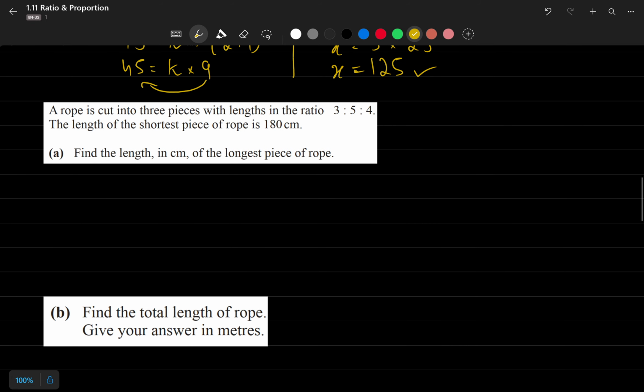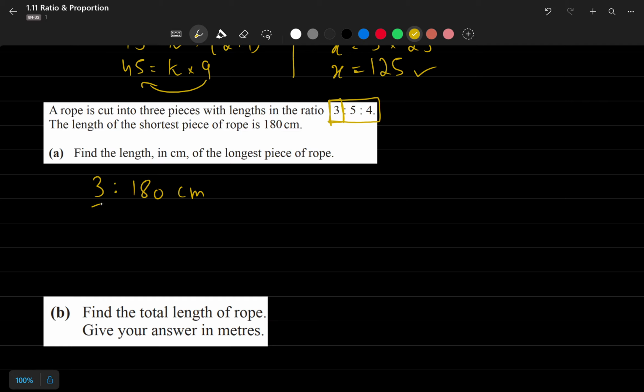Moving on to the next question. A rope is cut into 3 pieces with the lengths in ratio 3, 5, 4. The length of the shortest piece of the rope is 180 centimeters. We know from the ratio which is the shortest piece. So the piece with the ratio 3 is the shortest. So we know that 3 ratio has 180 centimeters of length of the rope.